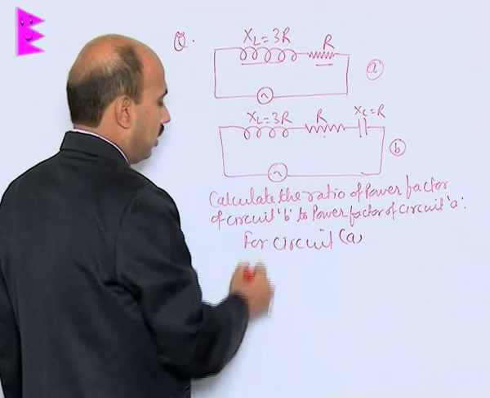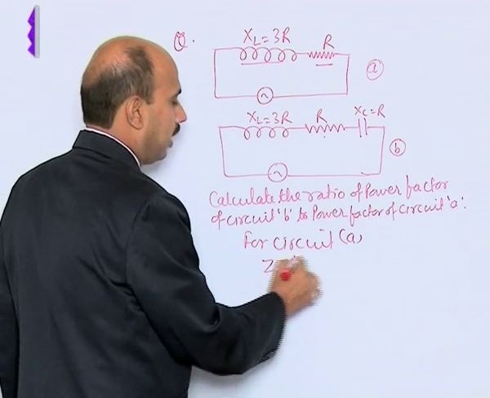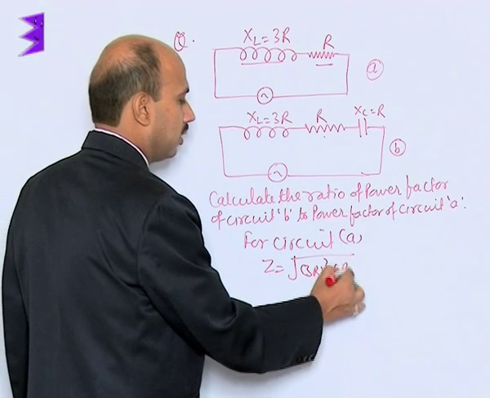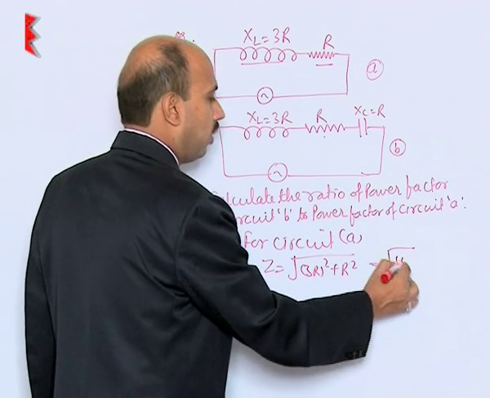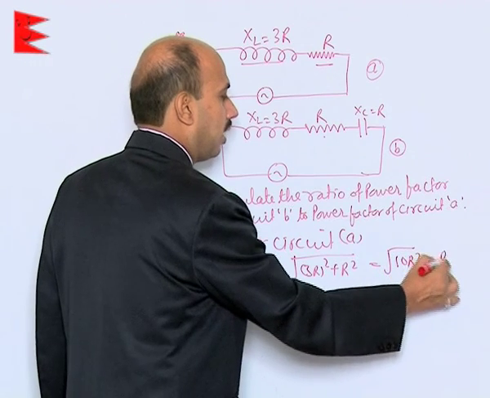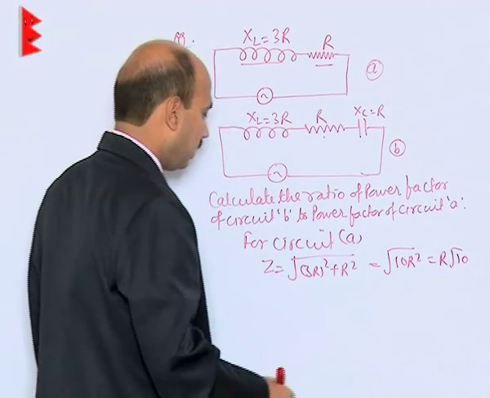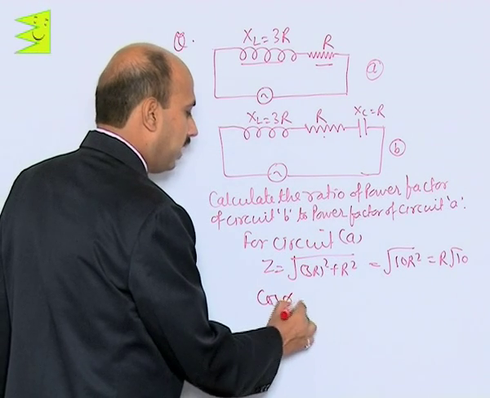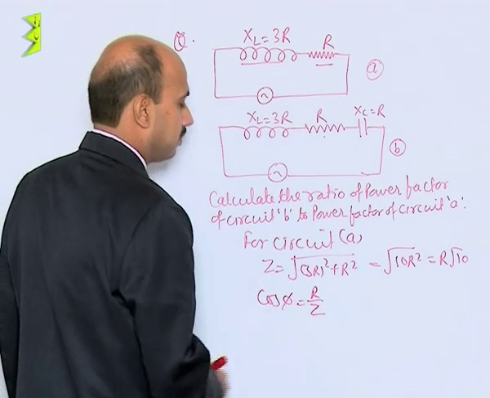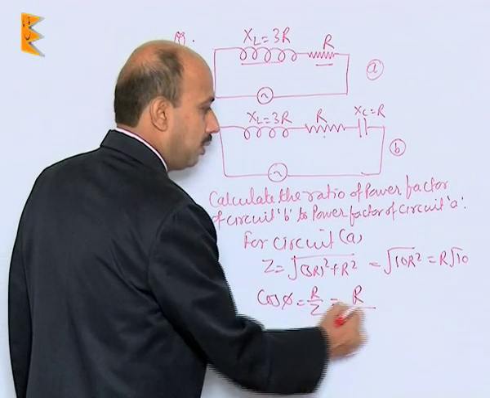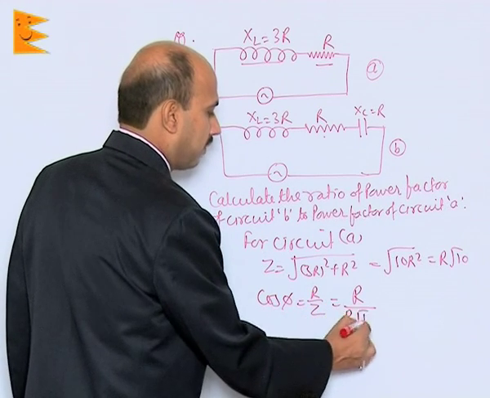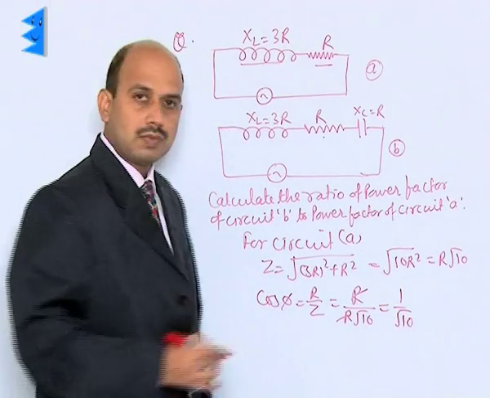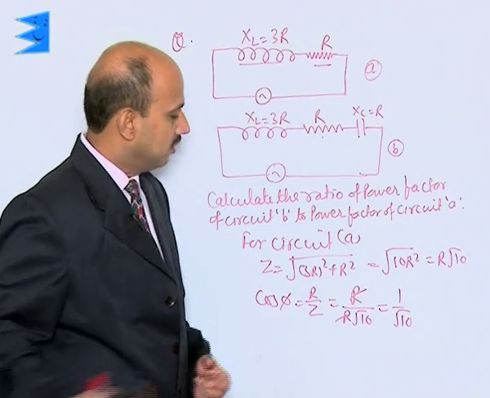Here Z is equal to, we can write under root of 3R square plus R square, that is under root of 10R square, that is R under root of 10. And we can write the power factor cos phi is equal to R by Z, that is R upon R under root of 10, this is cancelled, this is 1 upon under root of 10. This is the power factor in this case.